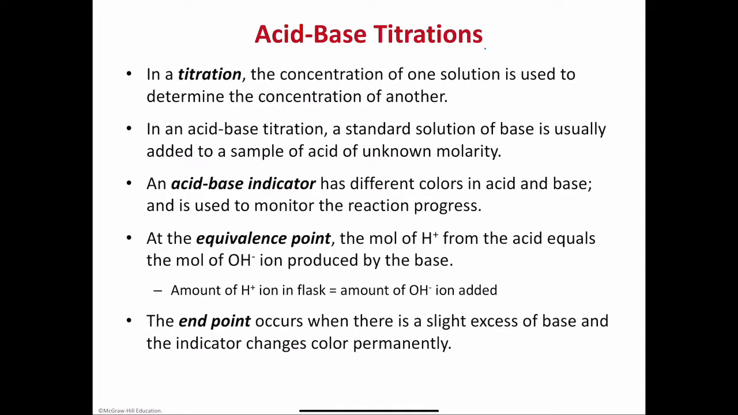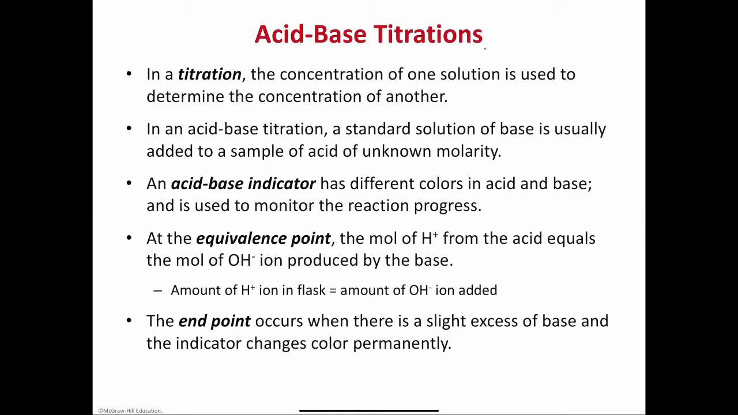In an acid-base titration, a standard solution, usually a base, is added to a sample of an acid of unknown molarity. And then we use what's called an acid-base indicator, which can have different colors in acid and base to monitor the reaction progress. So we basically are monitoring the reaction with our eye, with the naked eye.